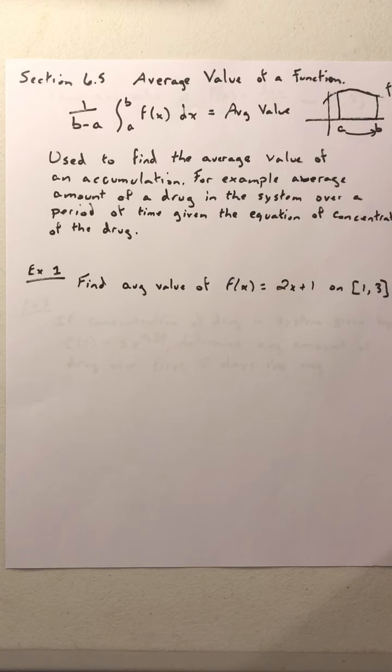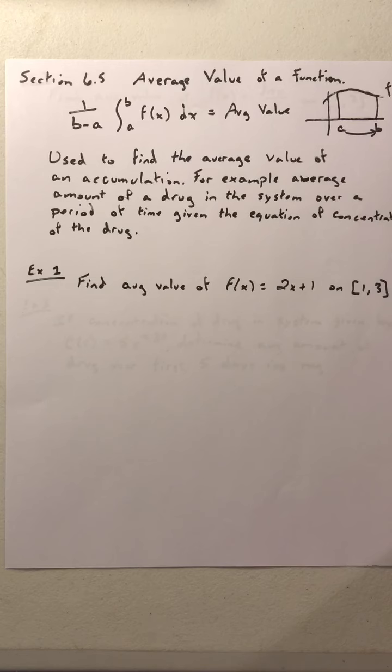So an example here I gave was the average amount of a drug in the system over a period of time, given the equation of concentration of the drug. So if we know the equation of how much drug is in the system, we can come up with what the average amount is. Again, we could also figure out the average number of people in a line if we know how many total people were in that line over a given amount of time. So let's go ahead and look at a couple of examples. Maybe it'll be a little more clear than that explanation.